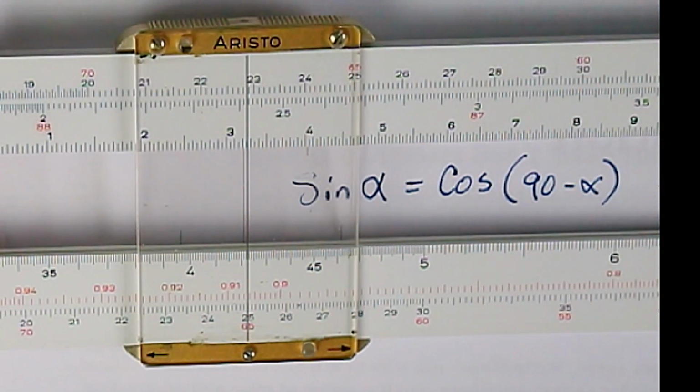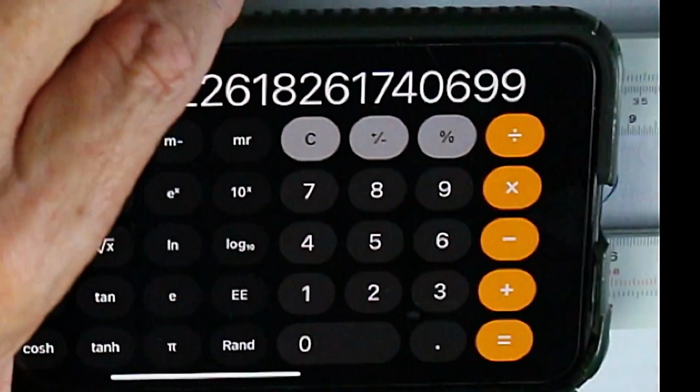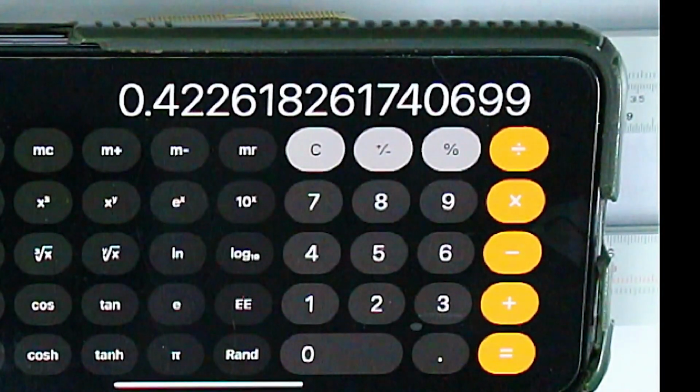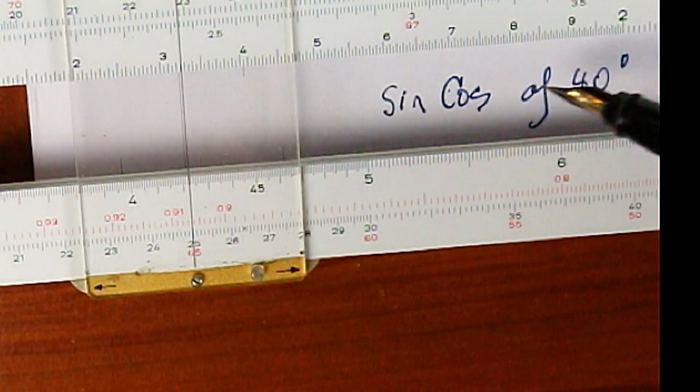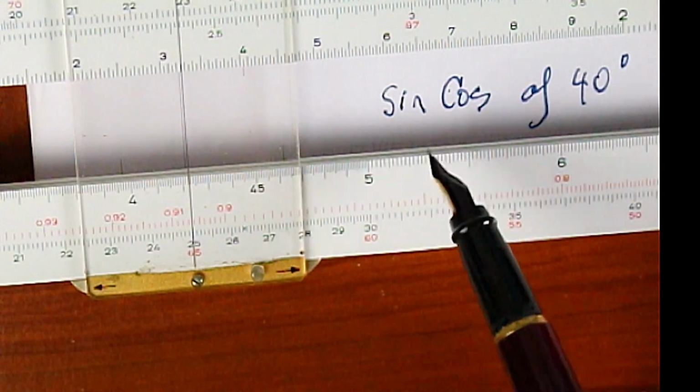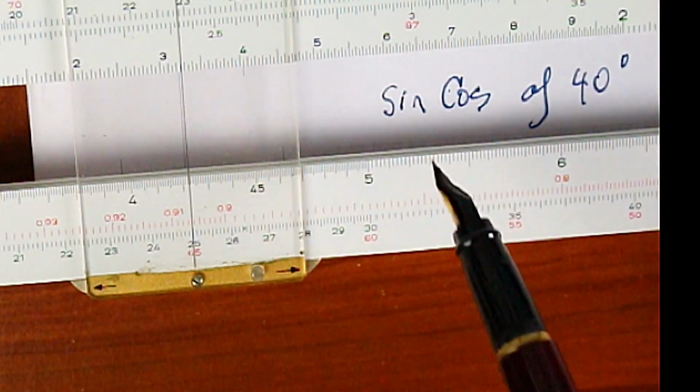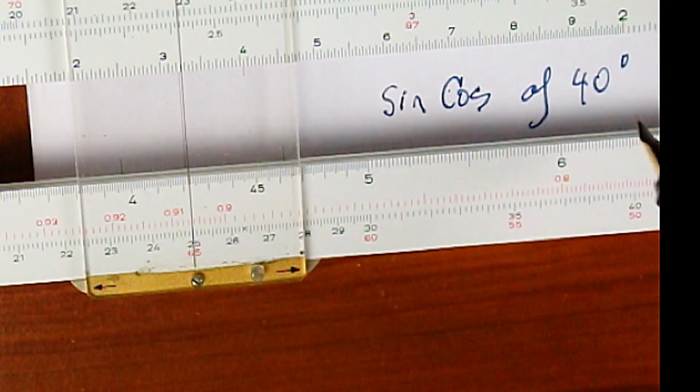Now, just for completeness, let's go ahead and figure out the cosine of 65 degrees. And there it is, exactly the same. Let's find the sine and the cosine of 40 degrees. That's not sine times cosine. I just want to know the sine and the cosine of 40 degrees.